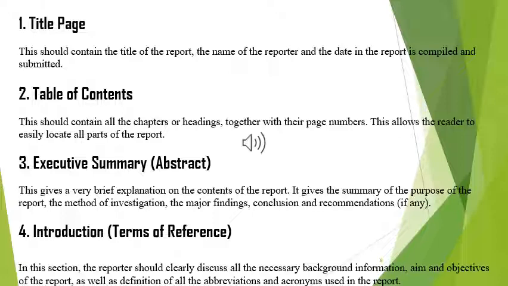After the abstract starts the actual work proper, where you get your introduction or terms of reference. In this section, you discuss all the necessary background information, your aim and objectives of the report, as well as the definition of any abbreviations or acronyms that you have used in the report. Sometimes these abbreviations or acronyms are unavoidable. You will use them throughout the report. So in the introduction, or in some instances called terms of reference, that is what you do. You give the background of the information, you mention what your aim and your objectives are, and you define any abbreviations or acronyms that you've used in the report.